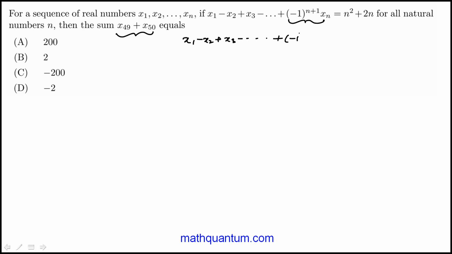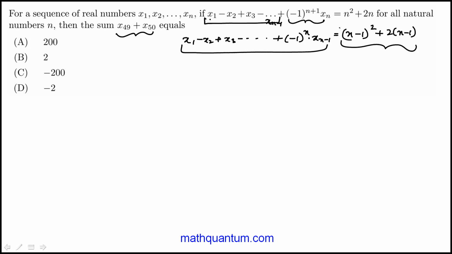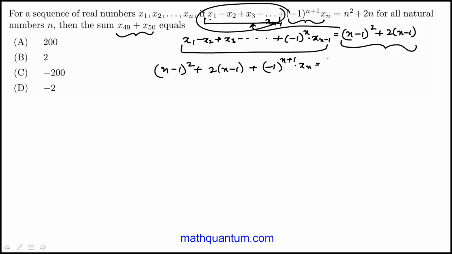The last term here would be minus 1 to the power of n, x sub n minus 1, and then this becomes (n minus 1) squared plus 2 times (n minus 1). Now here, the pieces from x1 to x sub n minus 1 is the sum that I have here. And I can replace that here, and that means I will get an explicit expression for the nth term. Because all I've done is replace n with n minus 1, and then replacing that sum.